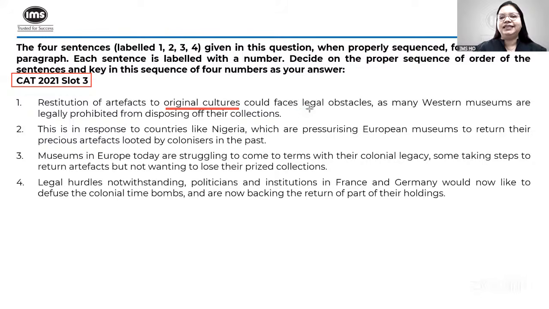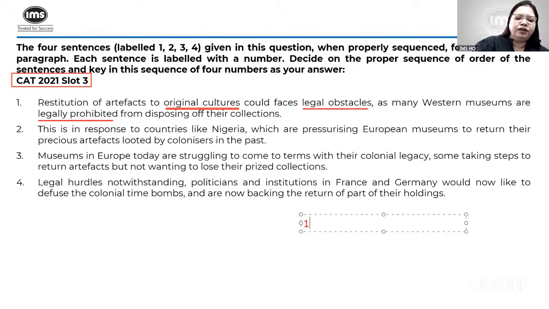So I can figure out what restitution means. Now we are talking in this sentence of how returning artifacts to the original cultures can bring about legal troubles, because Western museums have this legal prohibition. They are not allowed to return or dispose of, get rid of their collections. And I've read the fourth sentence too, correct? I'm assuming that as you read each sentence, you have that thought process. You're identifying whether it's a starter or a follower. So by the time I read the fourth sentence, I figure that the legal discussion only happens in 4 again, right? 1-4 is a pair.